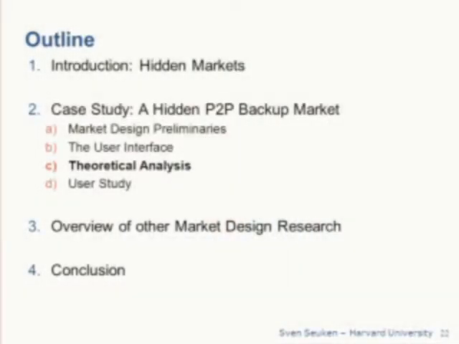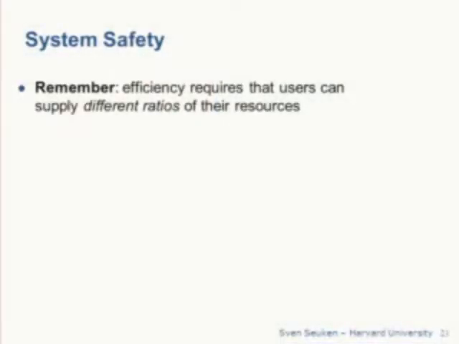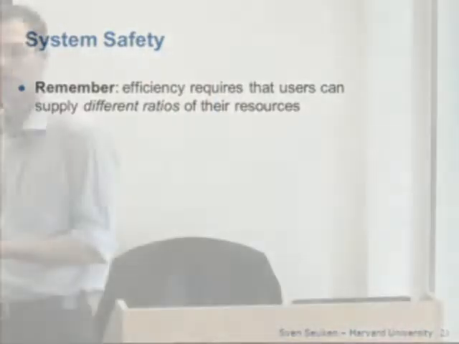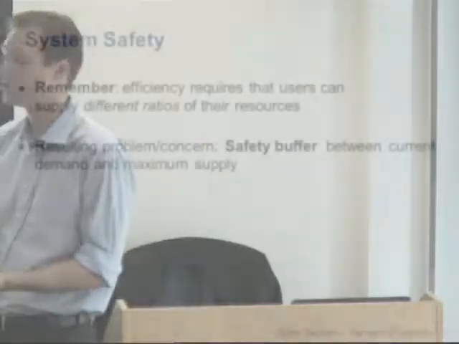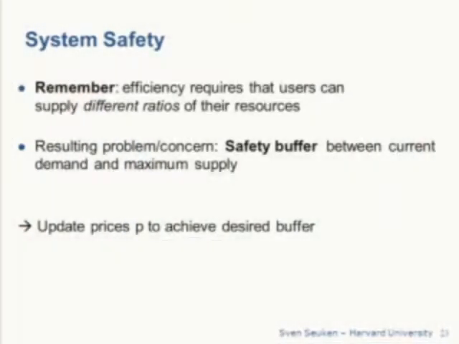Okay, so now that you've seen the interface to the market, let me talk about the theoretical properties that we obtain from this particular design. Remember that efficiency required that we allow the users to supply the resources in different ratios. The resulting problem from this freedom is that we now have a concern about the safety buffer between the current demand of the system and the maximum supply. The only tool at our disposal is the price vector P that we can update over time depending on aggregate demand and supply to achieve the desired buffer in our system.